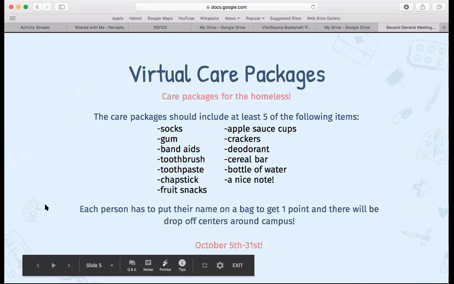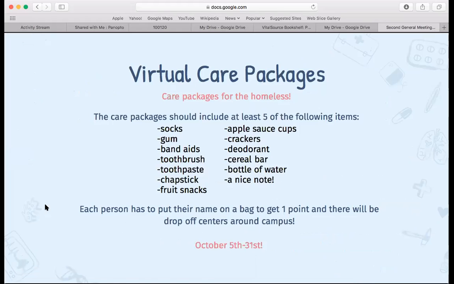The next little event that we'll be having is a care package. These care packages will be going to the homeless. Inside each care package, please include at least 5 of the following items. Each person has to put their name on the bag to get 1 event point. There will be drop-off centers as well, just like the letters around campus. This event will be hosted from October 5th to the 31st. The boxes would probably be in the same location, so MDA and Purple Couches.